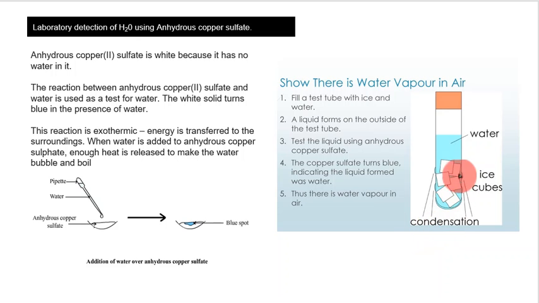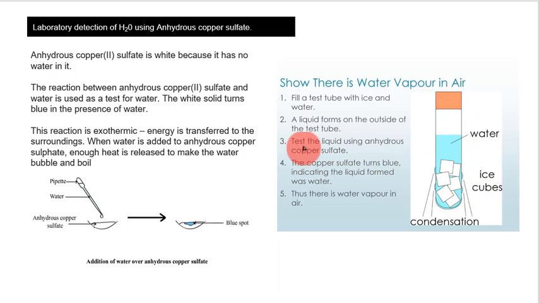So how do you show then that there's water in the environment? Well, if you take a test tube and you fill it up with ice cubes and water, what's going to happen is it's going to create a cold surface. The water in the atmosphere, when it touches the outside of this test tube, it's going to condense and it'll form like a water residue on the outside of the test tube.